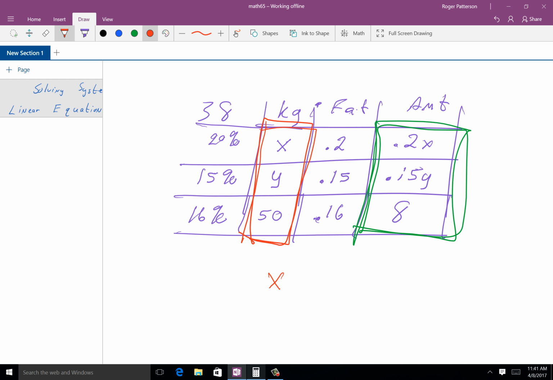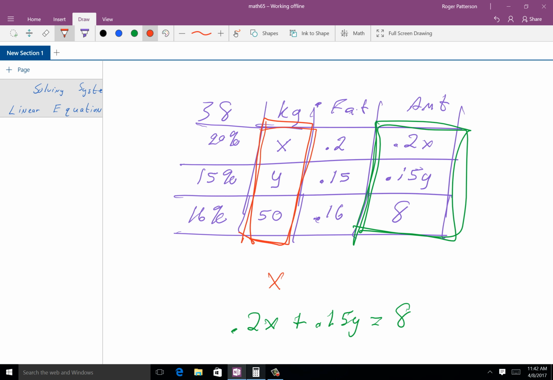Okay. So it would be 0.2x plus 0.15y equals 8. Okay, so what we're doing is we're grouping the same categories. So this is all amounts. So we're grouping the amounts and we're grouping the kilograms. Kilograms makes one equation, amounts makes the other equation. We don't want to mix and match them because that doesn't work.